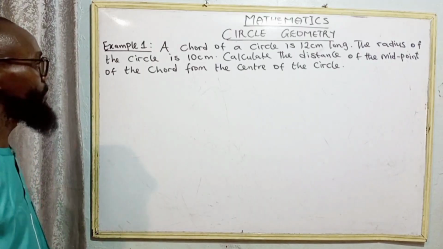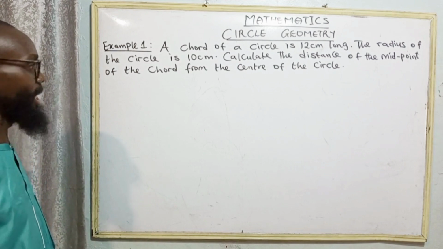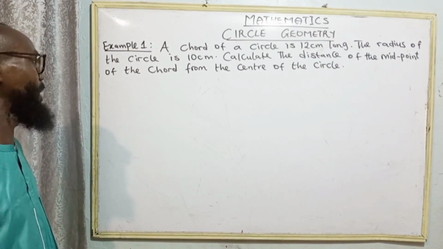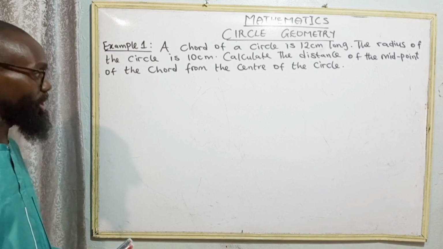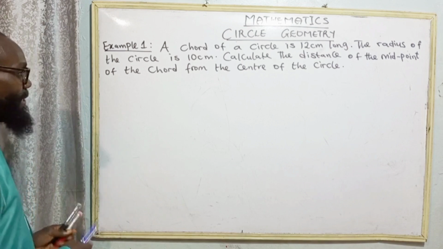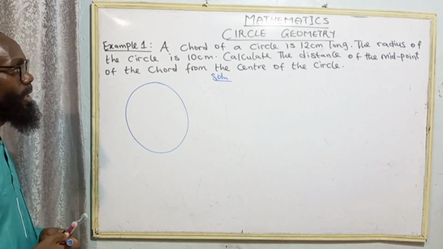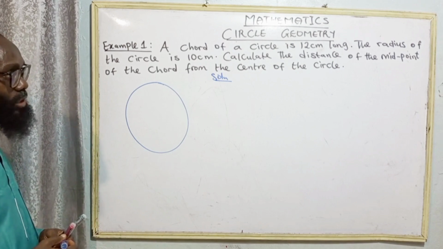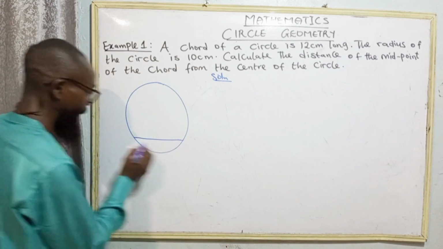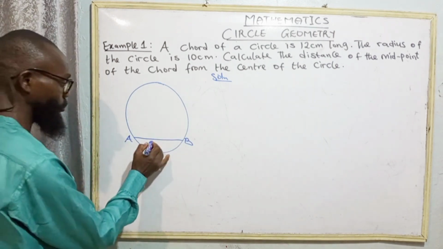Example 1. A chord of a circle is 12 cm long. The radius of the circle is 10 cm. Calculate the distance of the midpoint of the chord from the center of the circle. Now let's look at this. Given a circle this way, a chord of the circle is 12 cm long. Let me draw my chord this way, and let me call it AB. And this chord has a length of 12 cm.